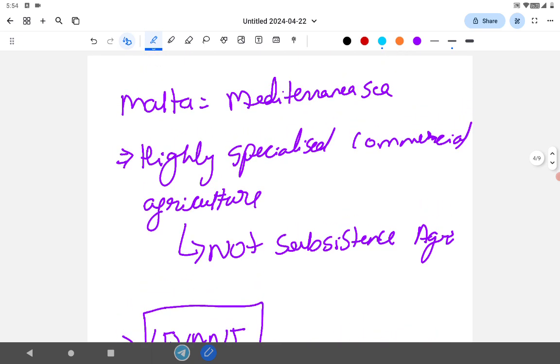We'll discuss Malta, etc., in the next slides. In the Mediterranean region, people are into very specialized commercial agriculture. It's not subsistence agriculture. This is very important. It's an area where they grow citrus fruits and grapes for viticulture, with a very mild climate, rain during the winter season, dry summers, and highly specialized agriculture. These are unique features.